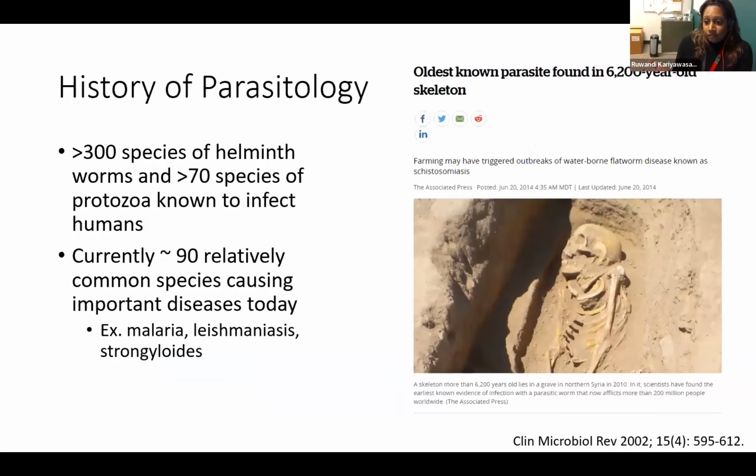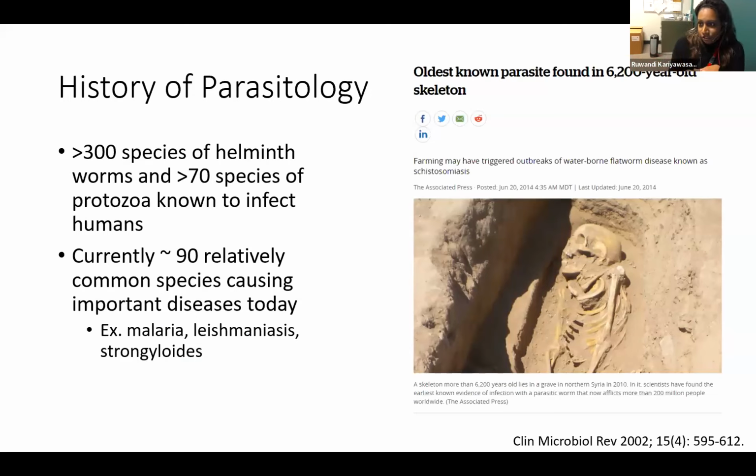So there's been over 300 different kinds of helminthic worms identified in the world, and about 70 different species of protozoa are known to actually infect humans. And currently, we're dealing with about 90 common species that cause important disease today. And I'm sure many of you are aware of some of them, like malaria, leishmaniasis, strongyloides being some of them.